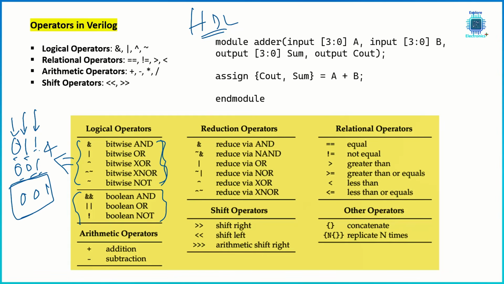Then comes the logical operator. In the logical operator here you can see double ampersand, double pipe and an exclamation symbol, representing boolean and, or, and not.